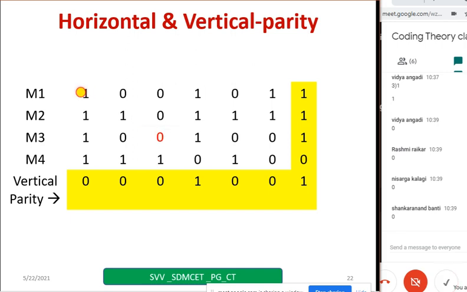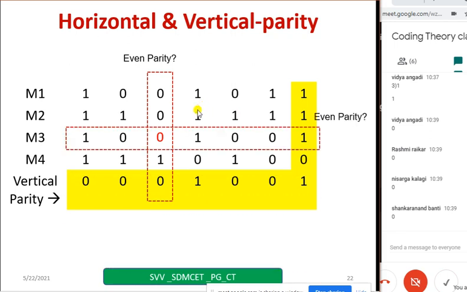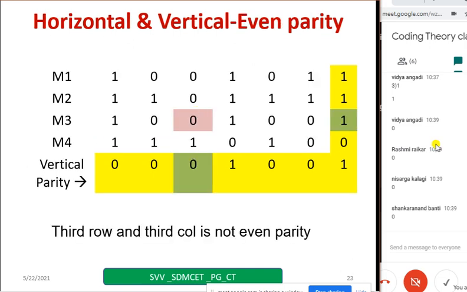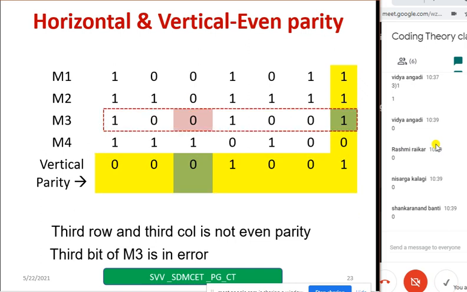Now again at the receiver side, when I receive, I will check the parity bit whether all are even parity or not. First is okay, second is okay, but third is not an even parity. 1, 2, 3, only 3 ones are there. Similarly, if I check the column-wise also, only one is there. So third column and third row, I don't have even, remaining all are even. So hence I can say third row and third column is not even parity. Hence third bit of M3 is in error. This is the way how I can do it. This is not any big algorithm, a simplest way how error can be detected.